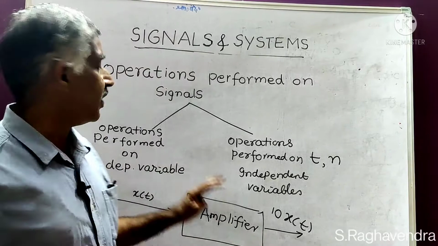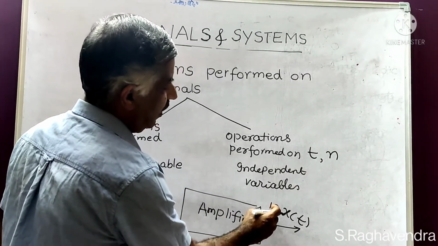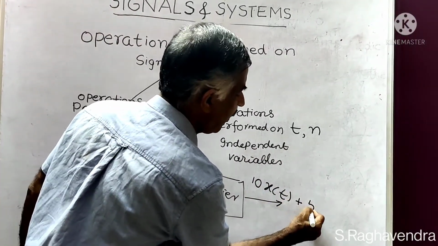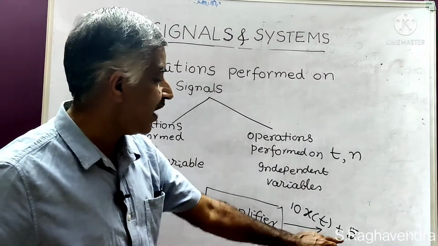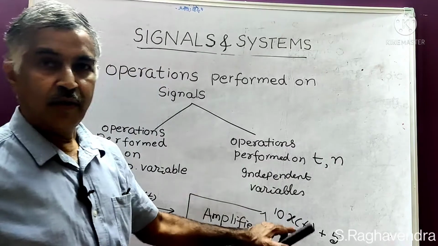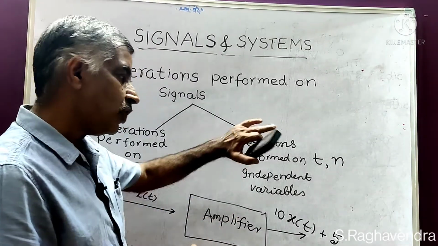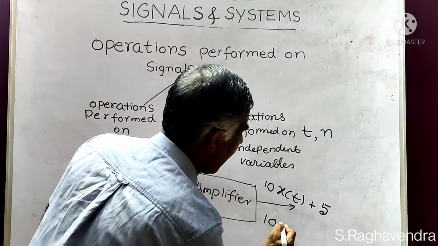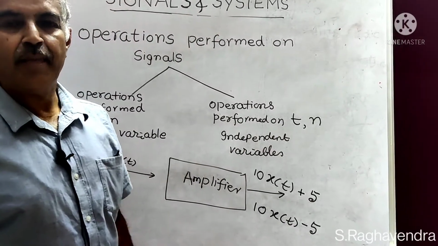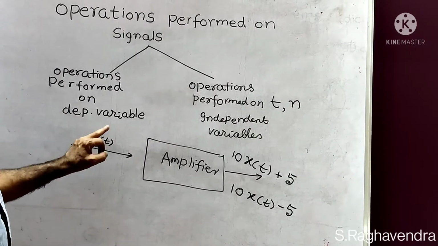So that is also a remarkable transformation. For example, after amplifying to a level of 10 times xt, something may be added. For example, 5 volts may be added. That is called the DC level. Or if some DC level is present, you can also deduct it. That means 10 xt minus 5. So that is what operations performed on a dependent variable.